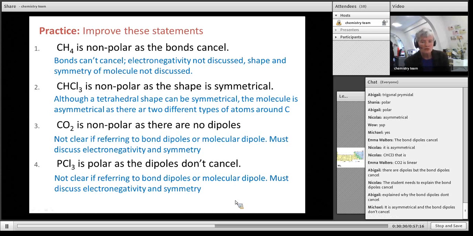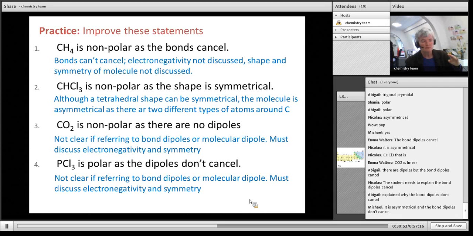So, okay, it is asymmetrical and the bond dipoles don't cancel. Yep. And then you would talk about the fact that there's a molecular dipole. You would have to discuss why there are bond dipoles in the first place. So you have to talk about electronegativity. So you have to do all those different steps.